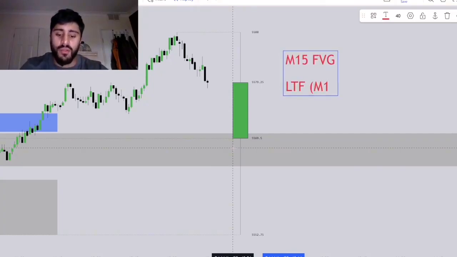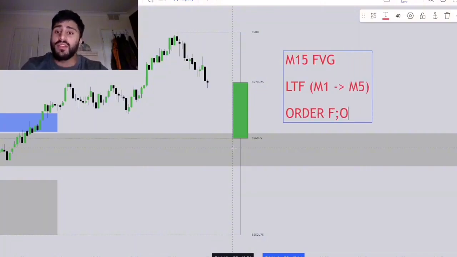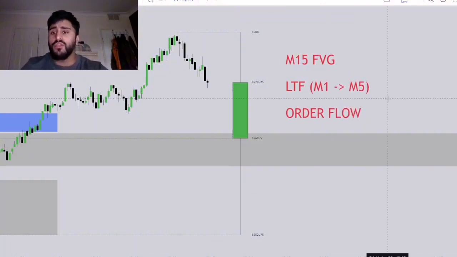So lower time frame is either the 1 minute or anything up to the 5 minute, and then we're confirming everything with the order flow. Now, spoiler alert, if you're not using order flow, then you're doing it wrong. It's that simple, right? So these are the 3 steps I use.